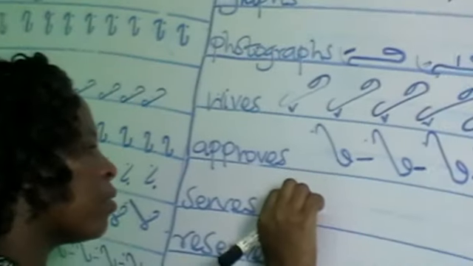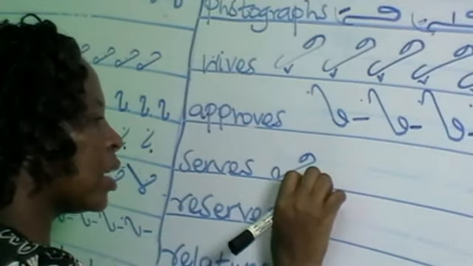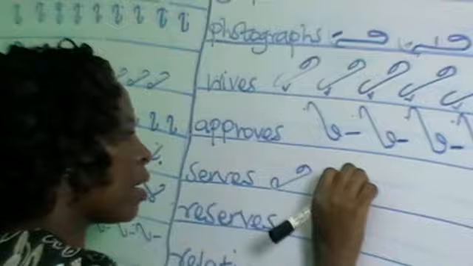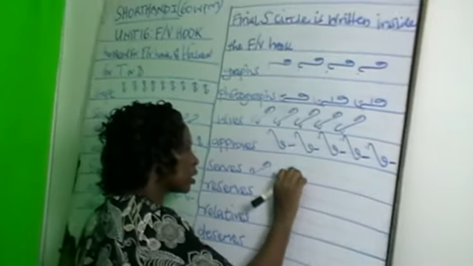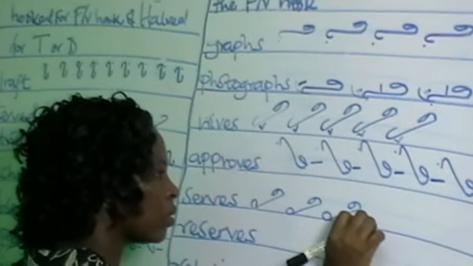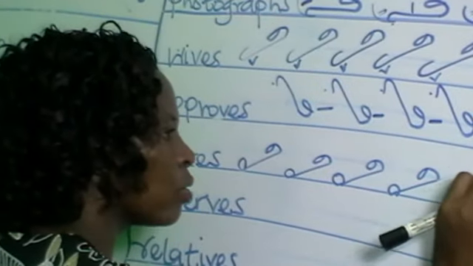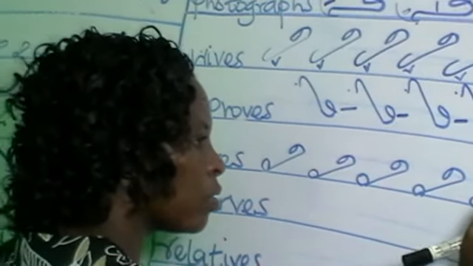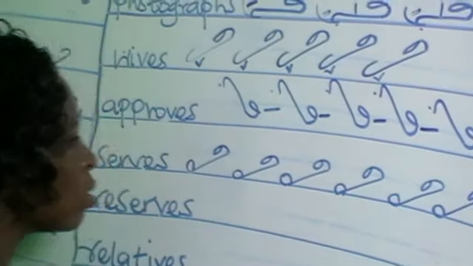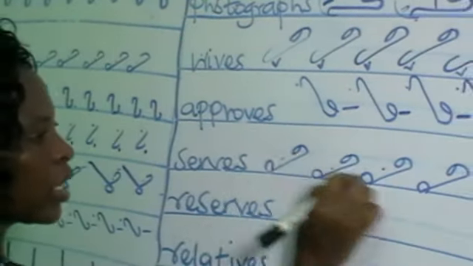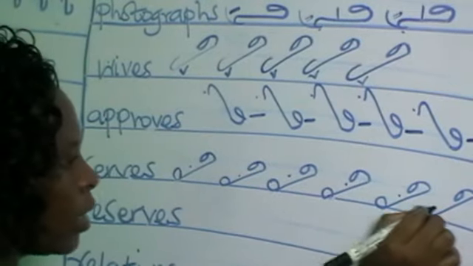Then we have the word serves. S circle, upward ray, ukti for V, and an S circle. Serves. And here we indicate the short A in the second position.